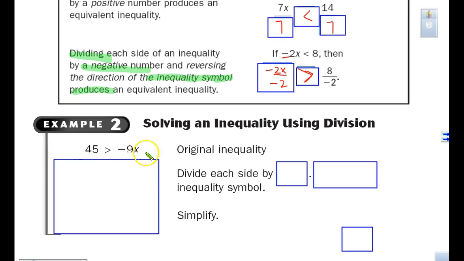Okay? Now, if we look at this one, first off, it's not even written in the right form that we like, but what do I need to do to find out what 1x is? We're going to, Jaden, divide both sides by? Negative 9. Negative 9. So I'm going to put 45 divided by negative 9. I have to keep this at this point, negative 9x divided by negative 9. These 9s are going to cancel, makes it 1.